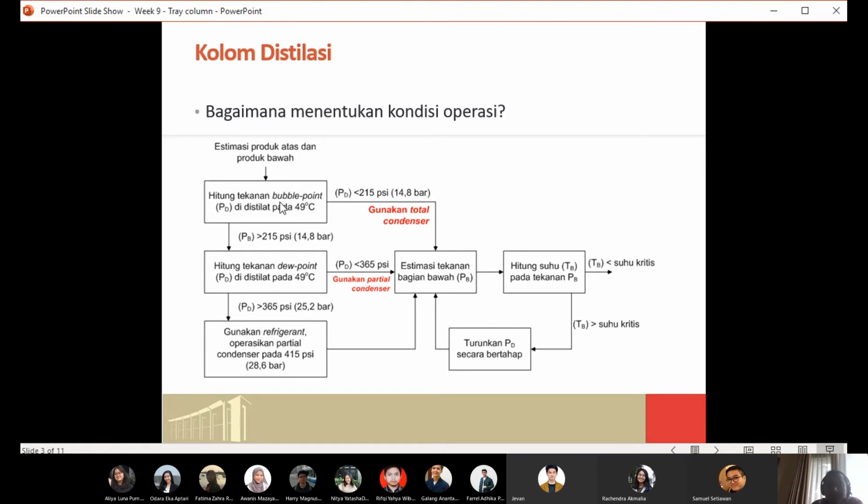Okay. So the first thing you have to think about is the pressure of the top of the column, or the pressure of the bubble point at the temperature of 49 degrees C. If that pressure is too high, probably above 100 bar or 200 bar, it is impossible for us to provide that kind of very high pressure. So we can shift a bit.